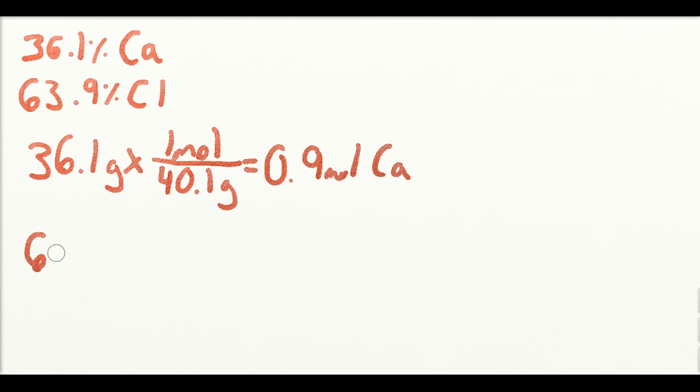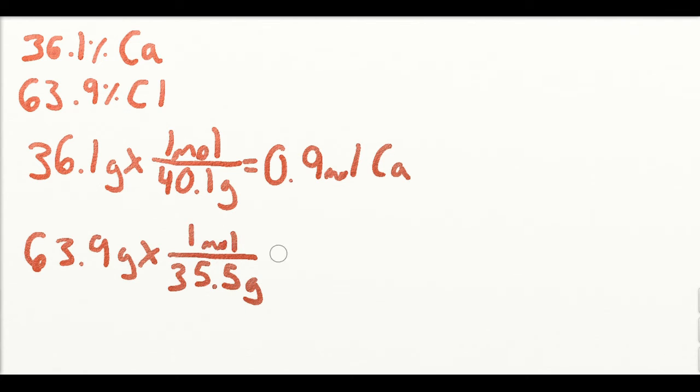The next one is going to be 63.9 grams times, then the line. For chlorine, we do have 35.5 grams over 1 mole. So the mole, remember, needs to be opposing what we have, because we have grams here, so the grams cancel out, leaving our answer in moles. So for the next one it is going to be 63.9 times 1 divided by 35.5, which gives us an answer of 1.8 moles of chlorine.